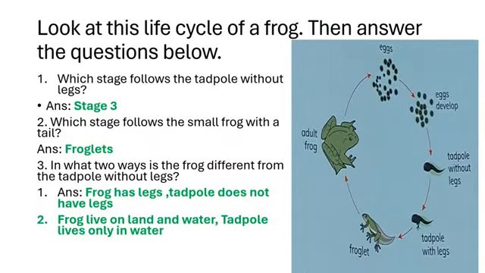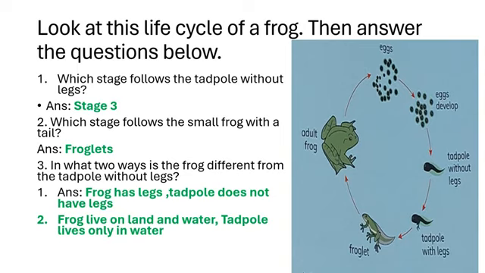Look at this life cycle of a frog, then answer the questions below. Which stage follows the tadpole without legs? Answer is stage 3. Which stage follows the small frog with a tail? Froglets. In what 2 ways is the frog different from the tadpole without legs?